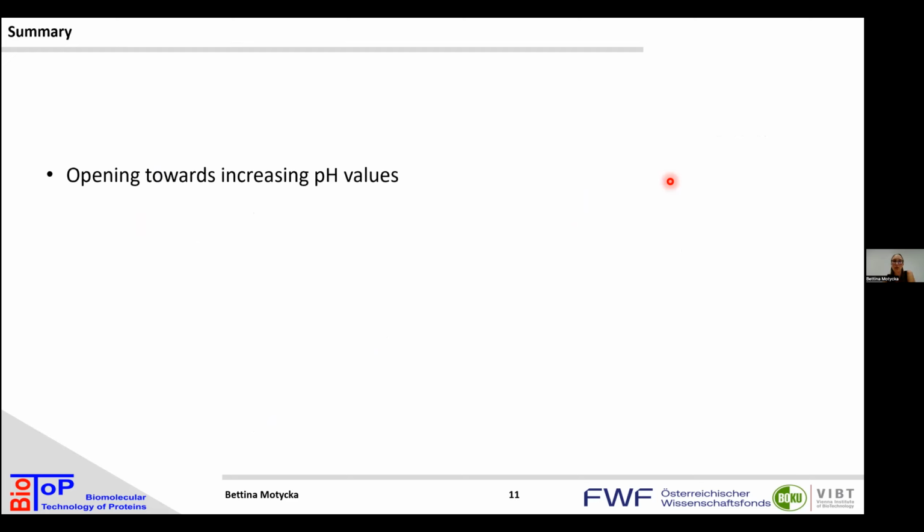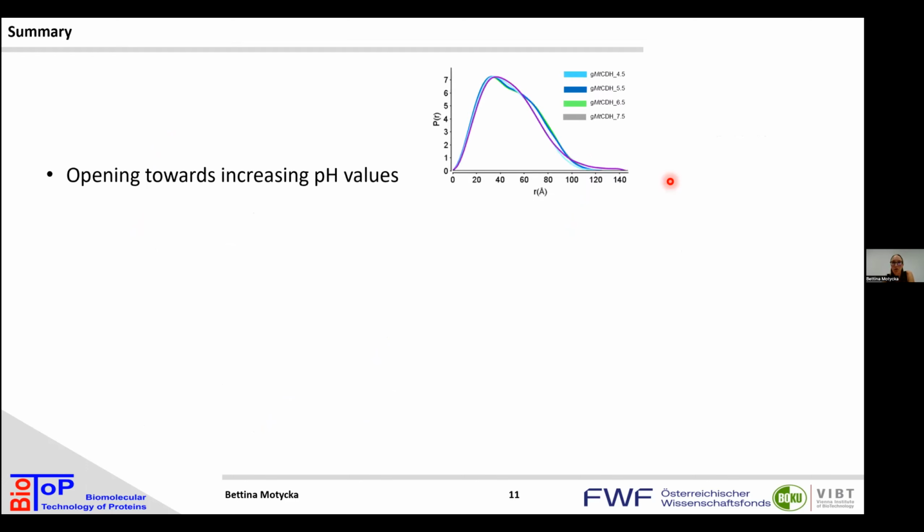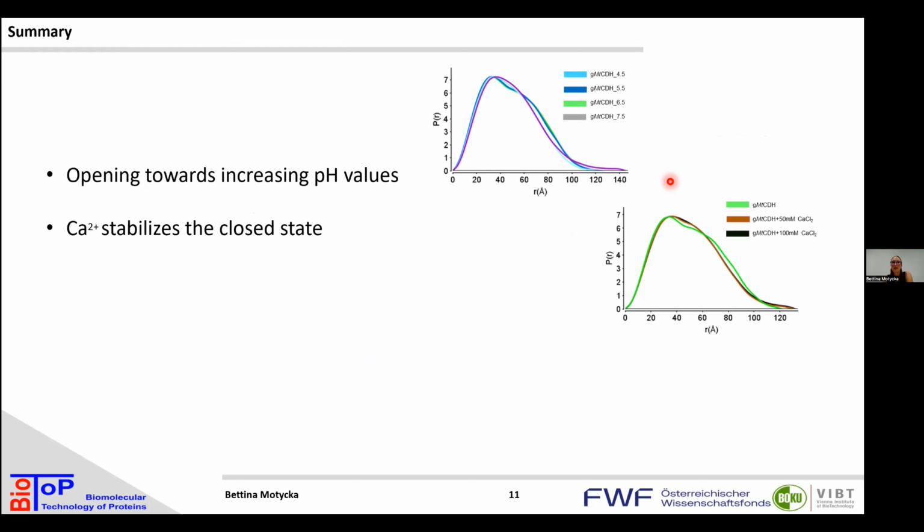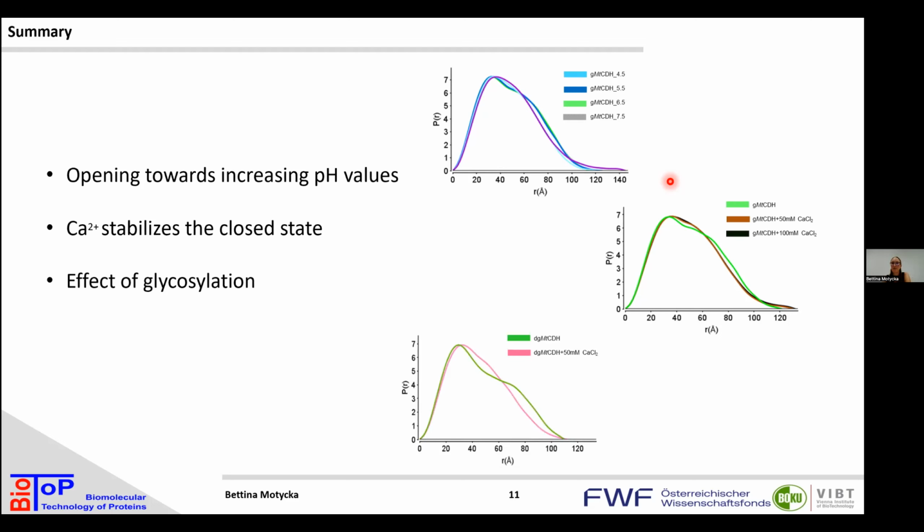In my case, we could show the opening of the cytochrome domain towards increasing pH values, that calcium stabilizes the closed state, so you have an influence if you have an open state, but that there's no additive effect, and also the effect of glycosylations. And maybe this last part was very interesting for me when I was working there, because I never thought about the glycans and how glycans can influence the SAXS measurements. And therefore, I want to give you a take-home message on how these glycans can influence it.